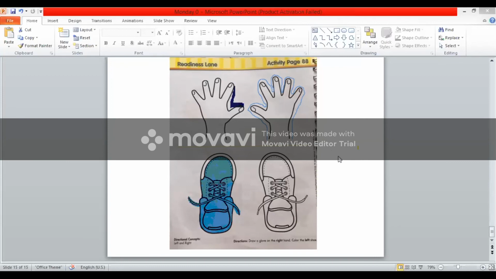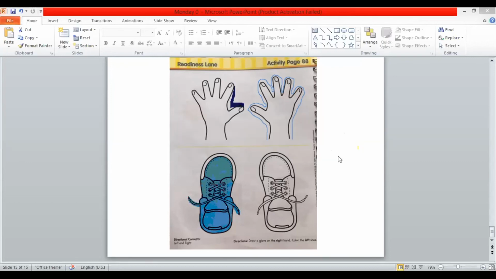Karma. Okay. Where is the right hand? This. Yes. Where is the left? Good. Where is the right leg? Yes. Where is the left? Yes. Good. Okay, Karma. Count.